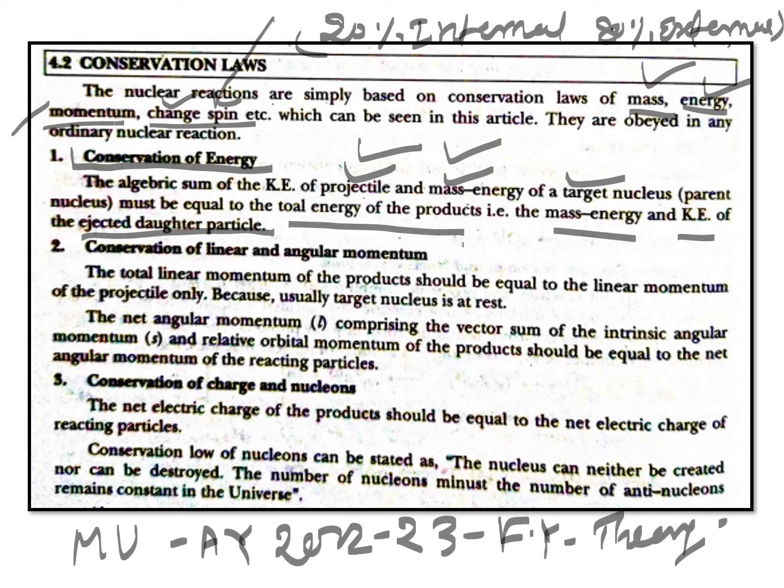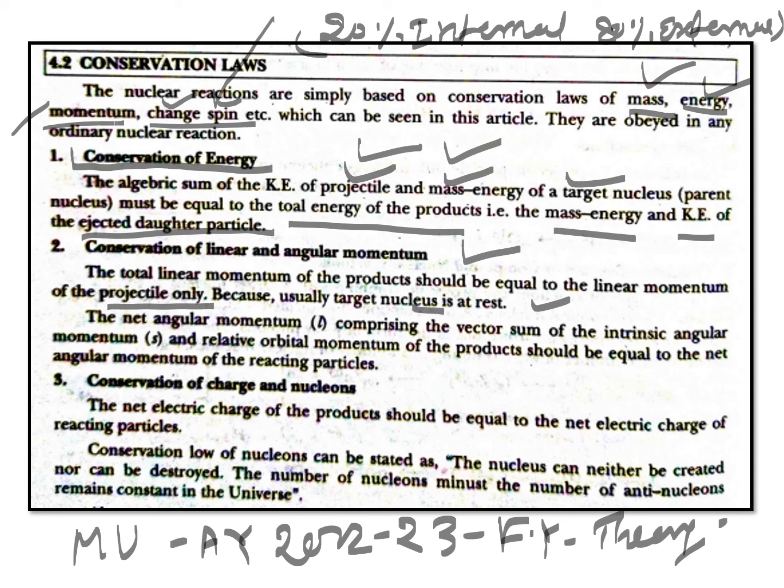In addition to that, linear momentum and angular momentum. The total linear momentum of the products should be equal to the linear momentum of the projectile only, because usually the target is at rest, which is very important. This law is very important. Why are we not including the target? Because the target is at rest, therefore its momentum is 0.